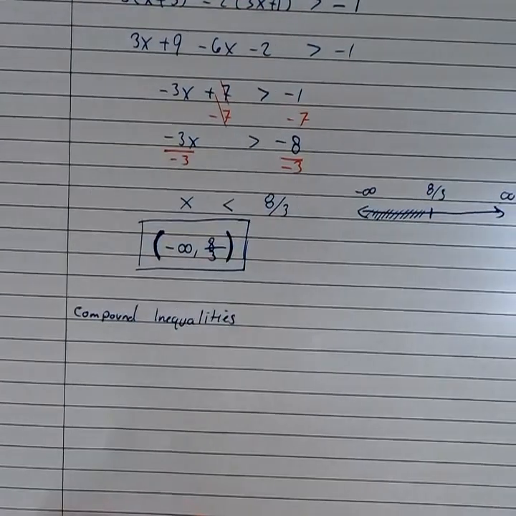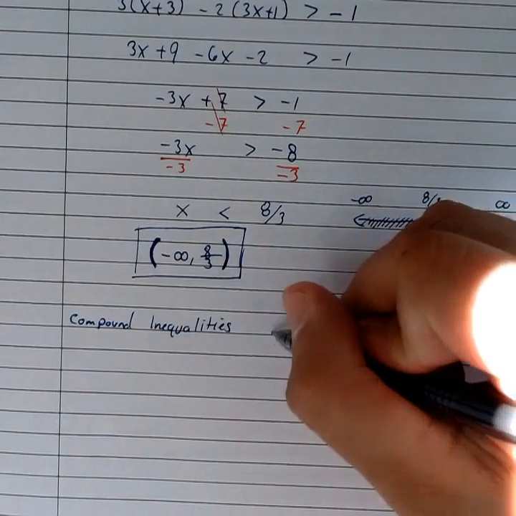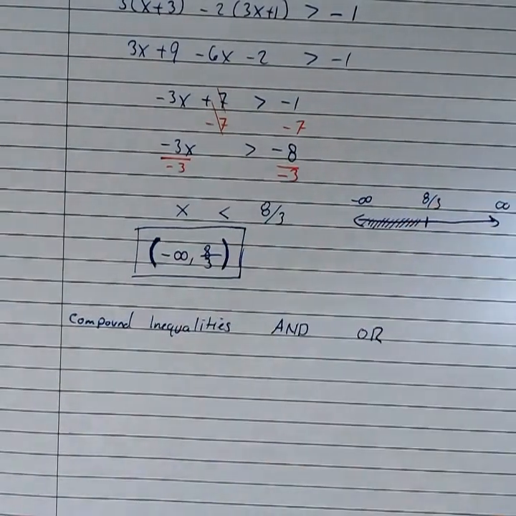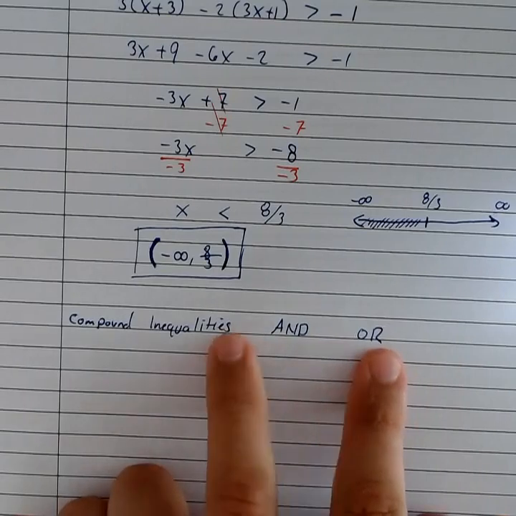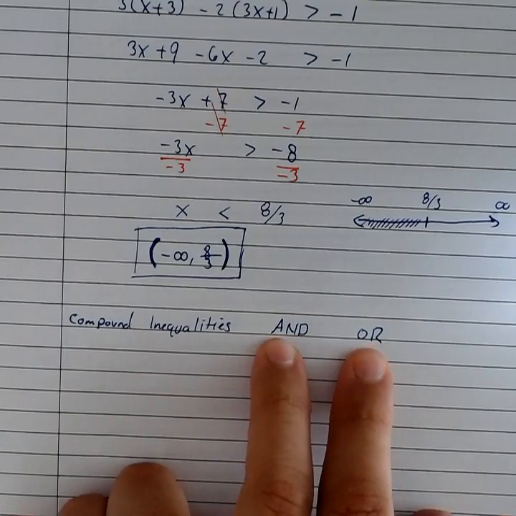Whenever we compound an inequality, there's going to be two ways we can compound them, meaning two ways we can combine them. There's going to be and, and there's going to be or. Depending on the course, you might also call these conjunctions and disjunctions, but here we're just going to stick with these. When we say and or, what we mean is how we're sticking the two inequalities together.